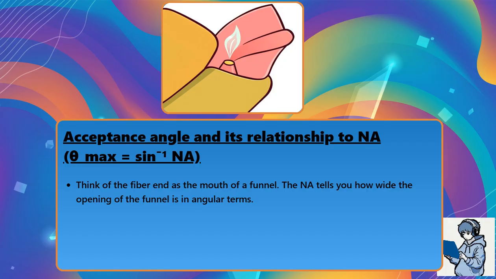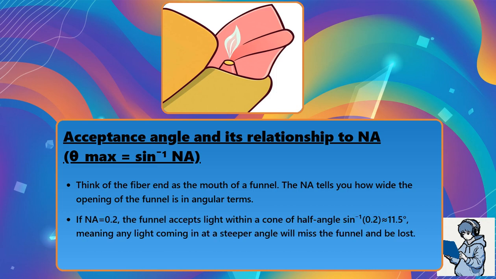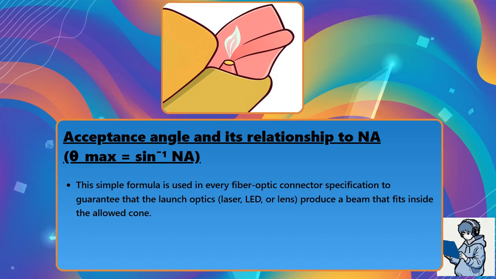Think of the fiber end as the mouth of a funnel. The NA tells you how wide the opening of the funnel is in angular terms. If NA equals 0.2, the funnel accepts light within a cone of half-angle inverse sine of 0.2, approximately 11.5 degrees, meaning any light coming in at a steeper angle will miss the funnel and be lost. This simple formula is used in every fiber optic connector specification to guarantee that the launch optics, laser, LED, or lens, produce a beam that fits inside the allowed cone.